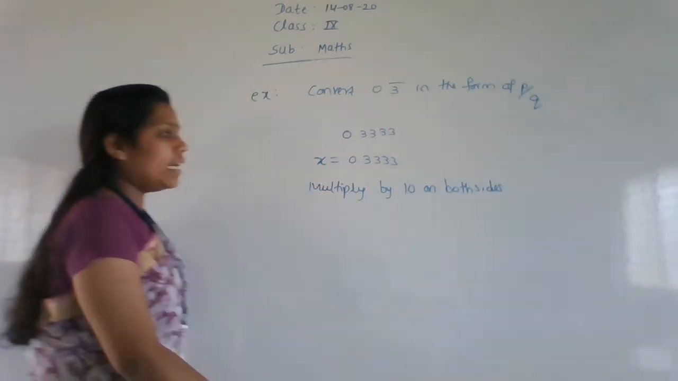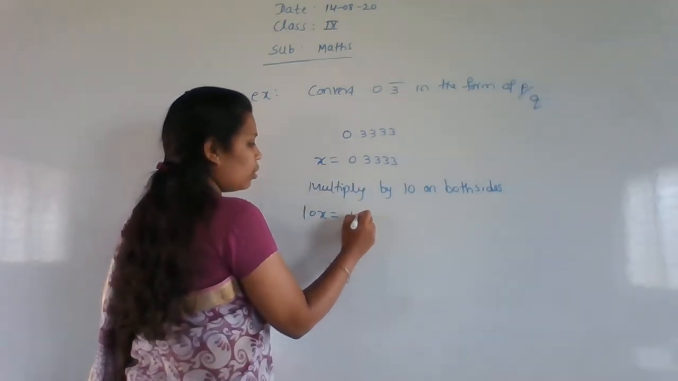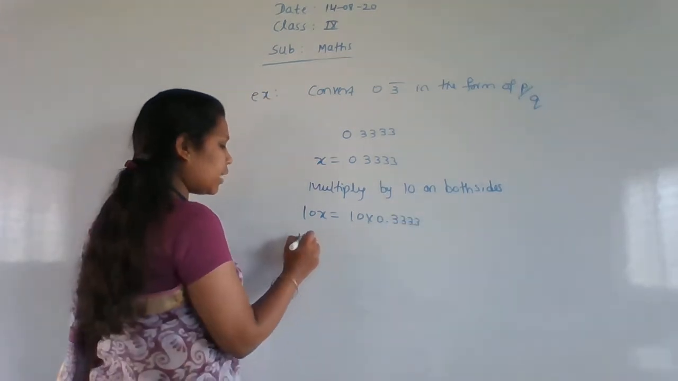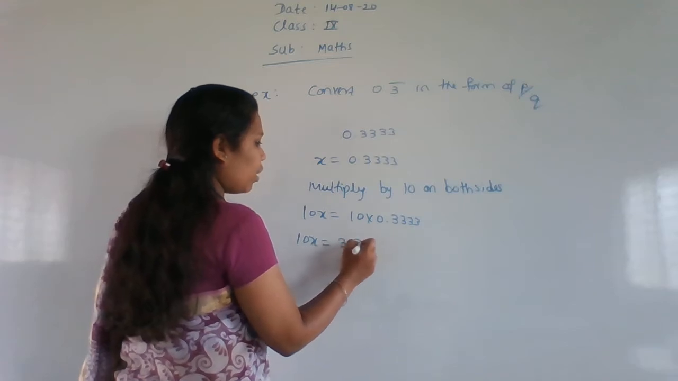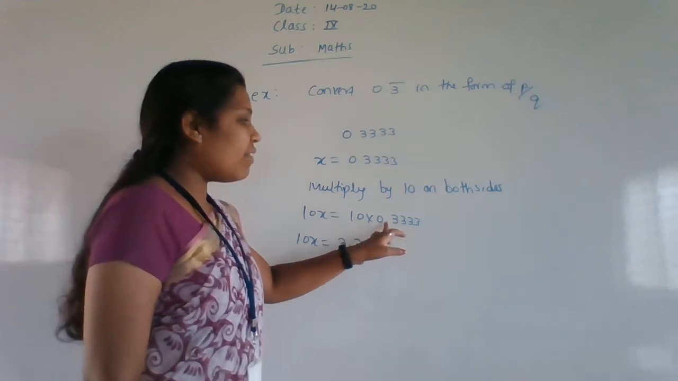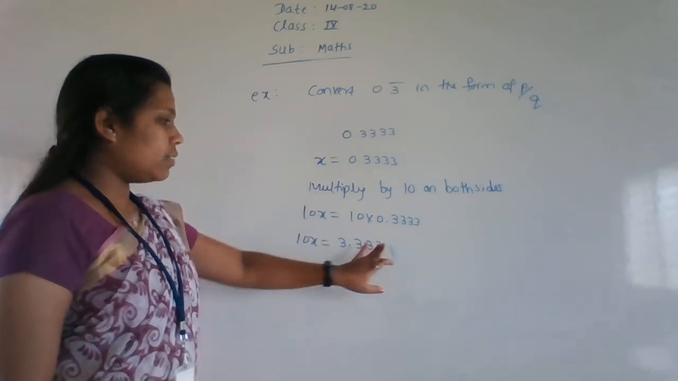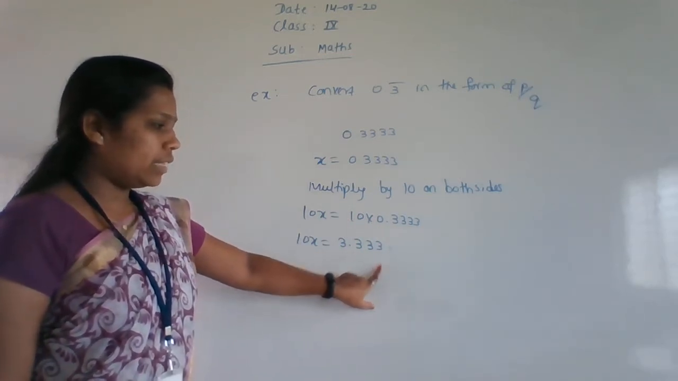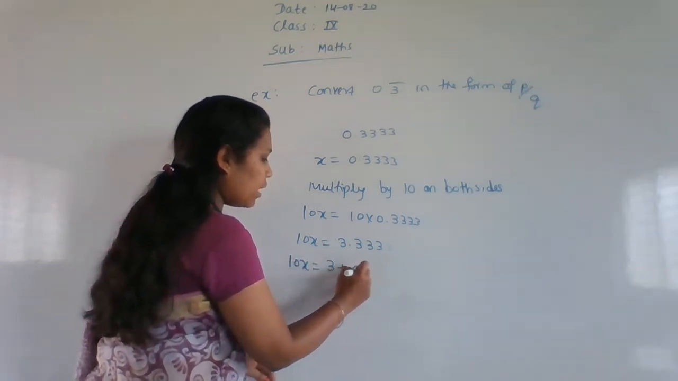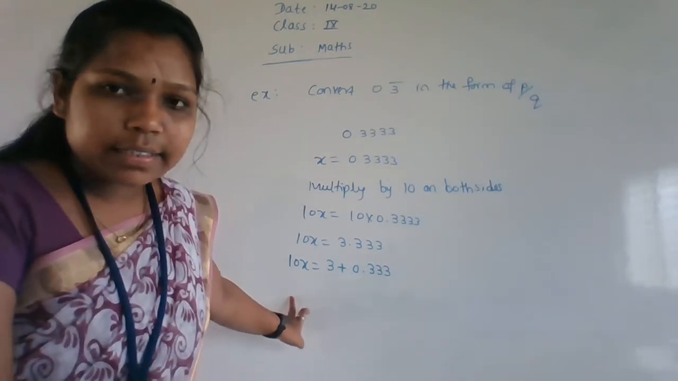Multiplying by 10 on both sides means 10x is equal to 10 into 0.333. So what is the number here? 10x is equal to 3.333. Right? Multiplying means the decimal point shifts one place to the right. So we got 3.33 here. That is 10x is equal to 3 plus 0.33.